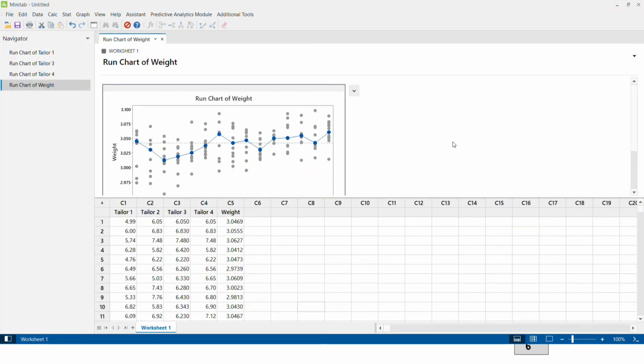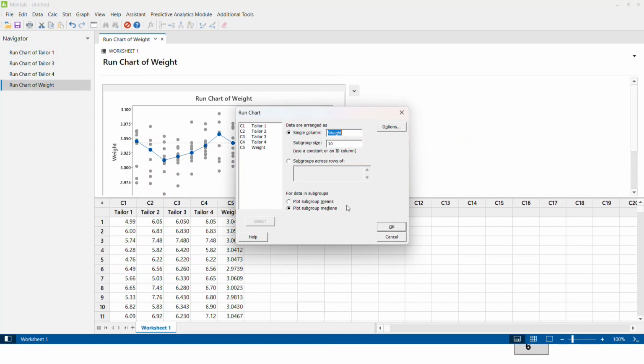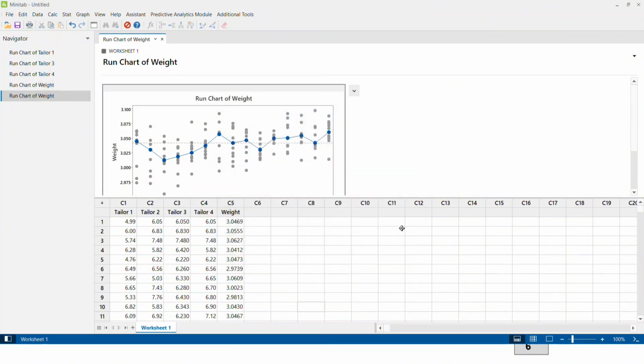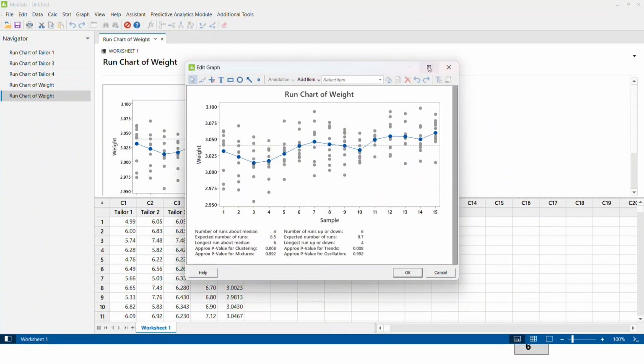The other option that you can do is, instead of plotting this graph for the medians of the subgroup, I can plot this graph for the means of the subgroup. So I can click on this and I can say OK. Now what will happen? For the same 10 data points, you will have the mean calculated.